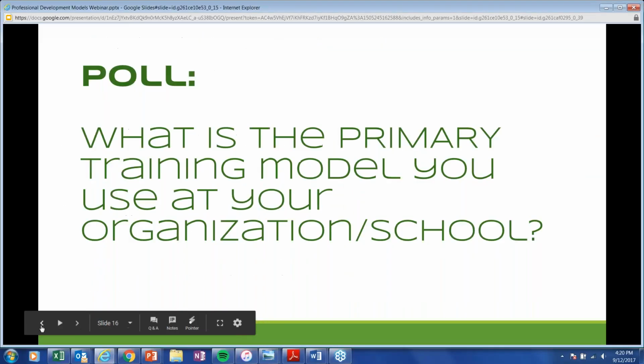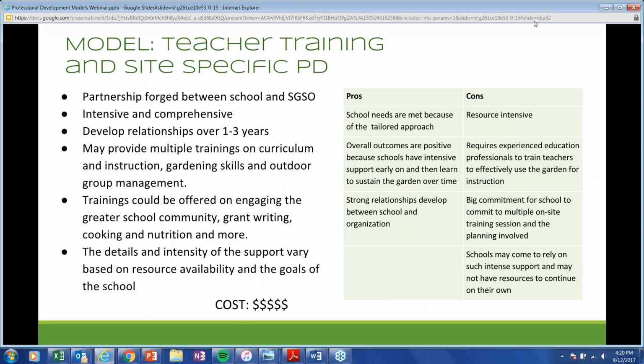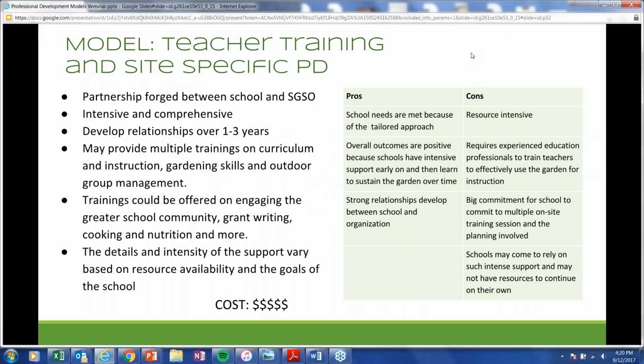So I'm going to jump into each model that you just talked about, and then your screens are going to be filled with too much text. I broke the teacher rule 101. Don't put too much text, but there's a lot of text. The first model that we worked on was that teacher training and site-specific PD. Each one of our models, we spent a fair amount of time breaking down into 3 parts: a description of that model, the pros and cons of that model, and the general cost.